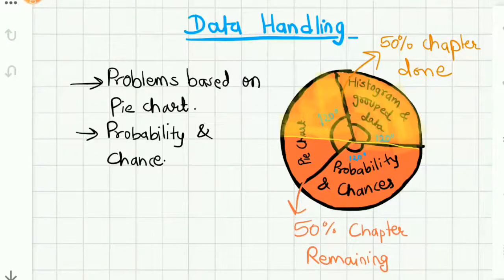Welcome back, students. We are on the chapter data handling. So far, if we want to represent it in a pie chart, we have completed 50% of the chapter. Histogram and group data is complete. Pie chart, drawing and reading is complete. What remains is problems based on pie chart.